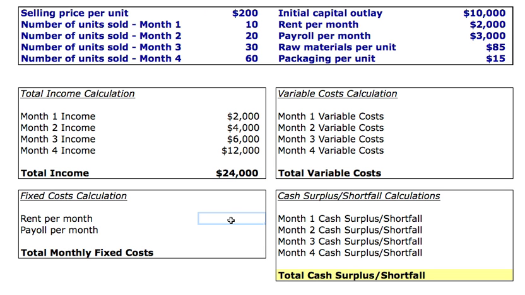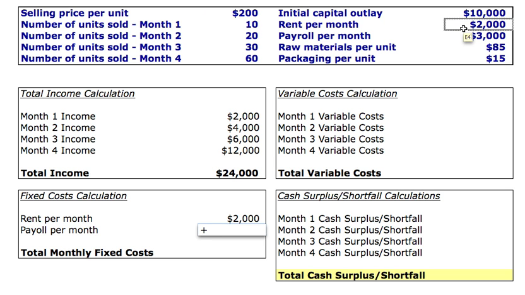Now the next step is to calculate the company's fixed cost per month. Remember, fixed costs are those that do not change based on the level of output or number of products or services sold by the business. So we'll take the number from the rent per month up here, and it's simply $2,000 per month in fixed costs. That is not going to change no matter what happens with the business.